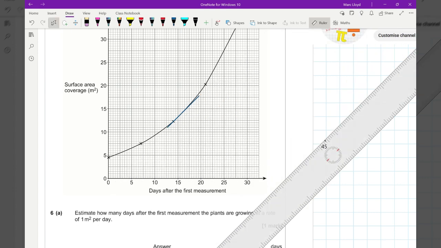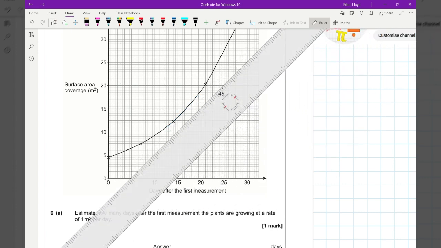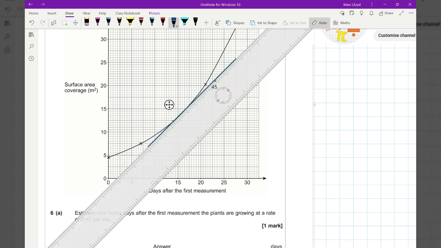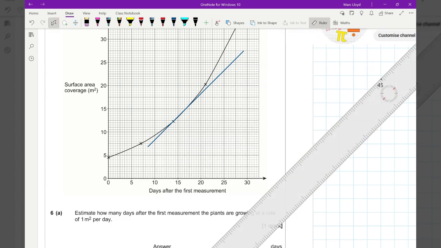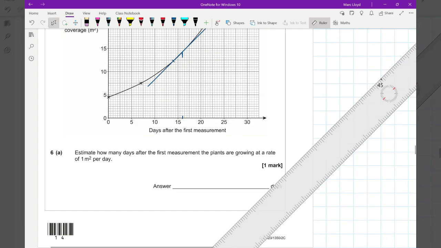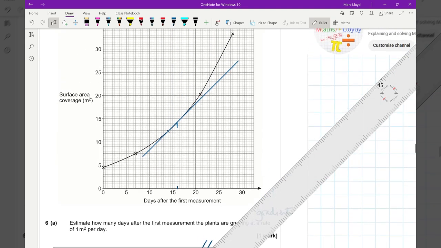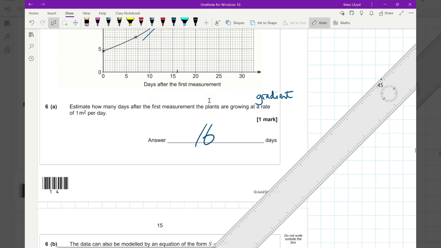I want to just draw my tangent again. So that would be my tangent. It's not the best drawing, but I reckon we're in there. So then down we go, and that is 16 days. So you're looking for that gradient to be 1 because the growing rate, or the rate of change, is gradient. If it wanted it for 2 meters squared per day, again, you'd be looking at it to have a gradient of 2. Okay, next question.